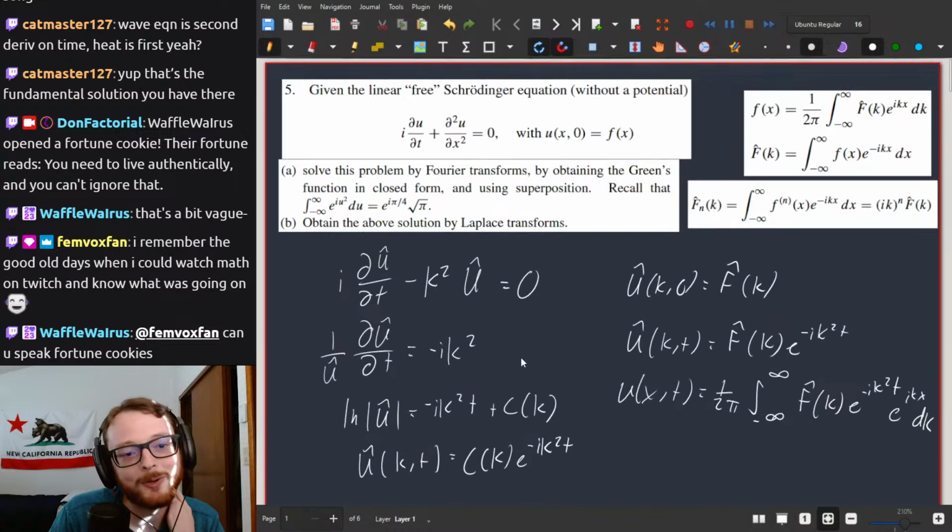And so this is the part where we would bring in the Dirac delta function to get the Green's function.